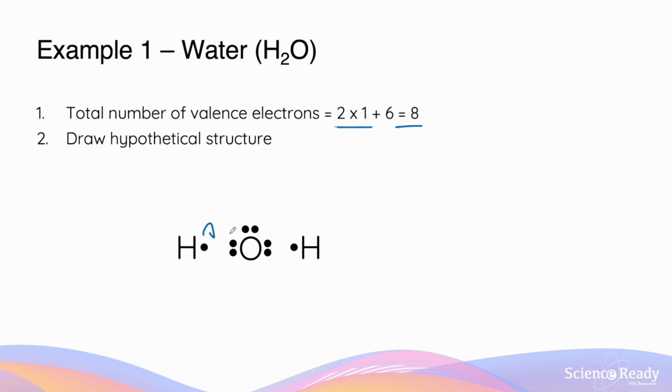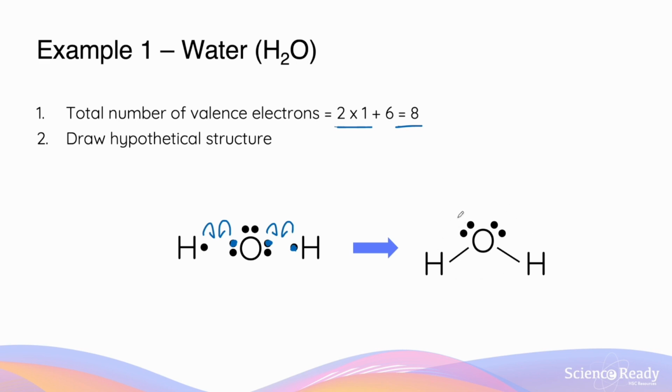We'll then use 2 electrons, one from each of the neighboring atoms, to create a covalent bond between the oxygen and hydrogen atom. So we'll take 1 electron from the hydrogen and 1 electron from the oxygen to form 1 bond, and we'll do the same thing with the other hydrogen atom, and this is what we'll get. Because the oxygen atom has used 2 of its electrons to form the 2 covalent bonds, we'll have 4 electrons remaining, and the 4 electrons will be present as 2 pairs of non-bonding electrons. This is my hypothetical structure for water.